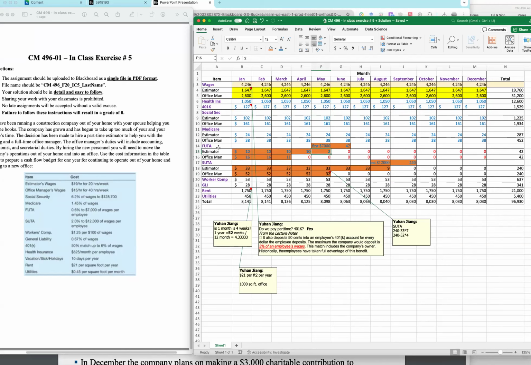So for the FUTA it is the same way. Okay, I'm not going to repeat it. So the workers' comprehensive, and then the others are also 0, and those are 0, and those are 0 as well. And the workers' comprehensive basically is per wage, so it will be the same number. And the liability is the same.